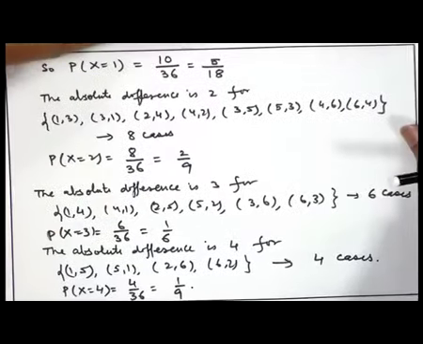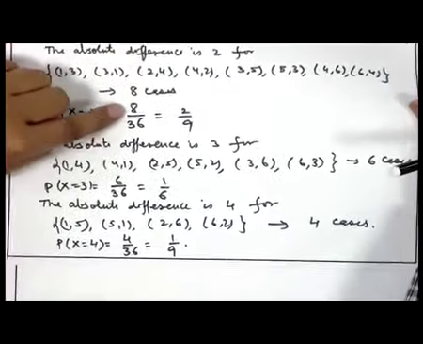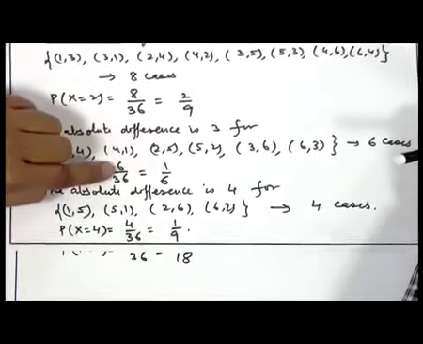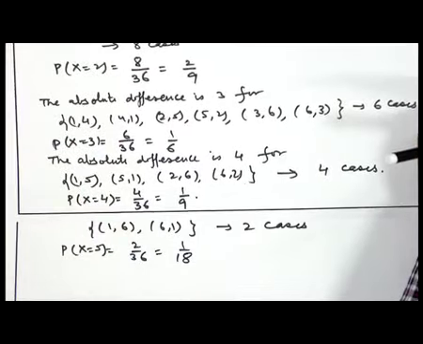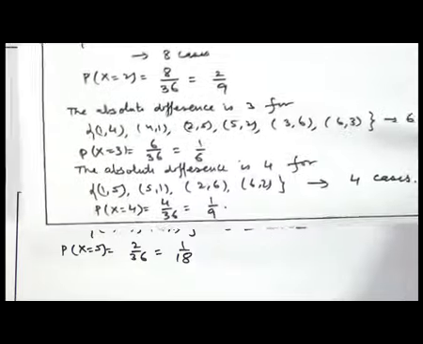You can cross check that it is a valid probability distribution. The total probability is 6 plus 10, 16, plus 8, 24, plus 6, 30, plus 4, 34, plus 2, 36, by 36, that is 1. So this is the probability distribution of X.